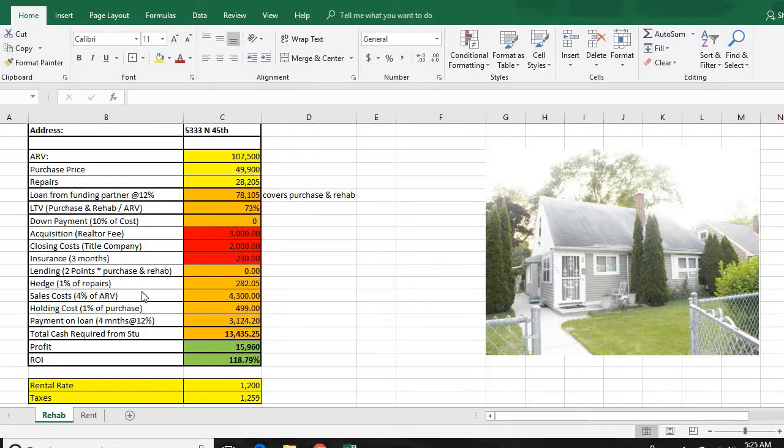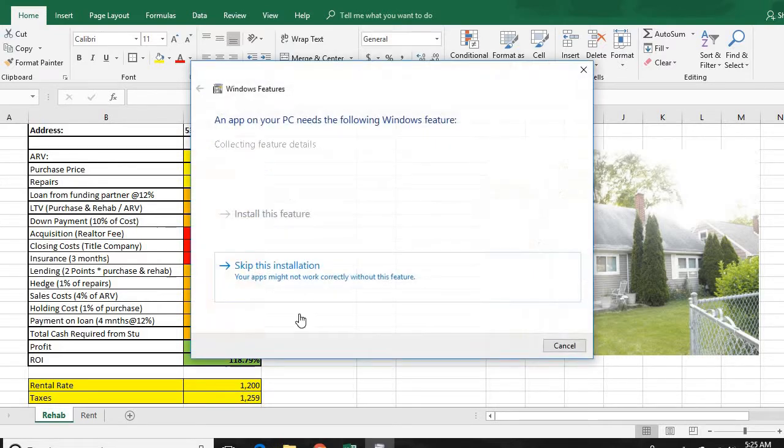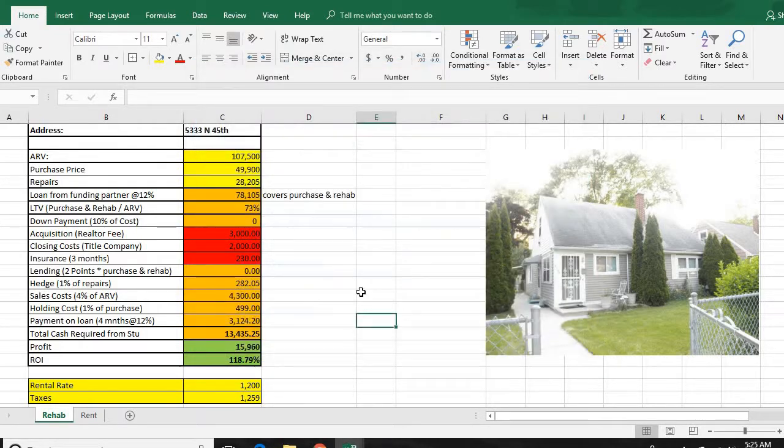Sales costs, we always do 4% of the ARV, so that's including the costs that you're going to pay when you sell the home at the end, to include those closing costs. So you might have to pay like a realtor fee to the buyer's agent or something like that. We'll just add that in there. Holding costs, we do 1% of the initial purchase there, and that's for stuff like you have to pay your utility bills. You're going to pay for your electric and your water while it's under the rehab. And anything else that might come up.